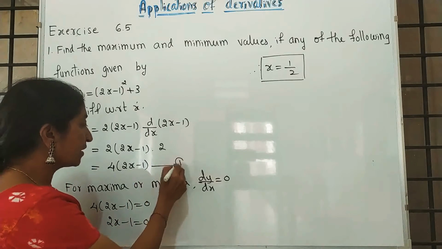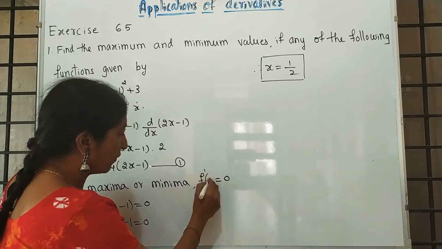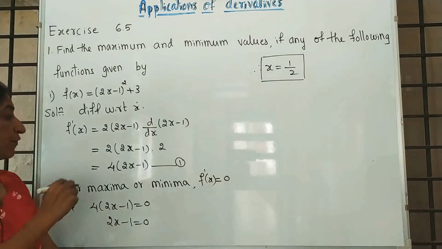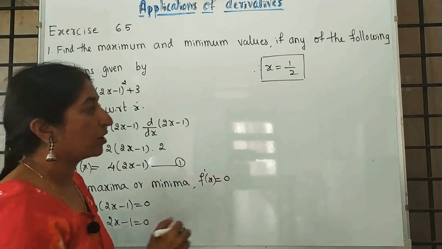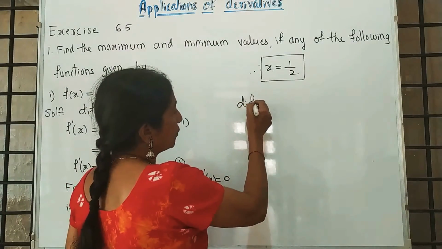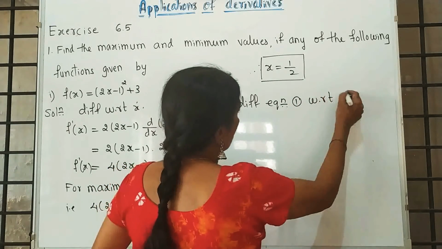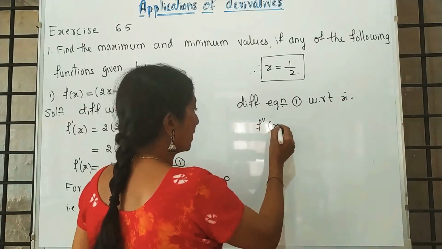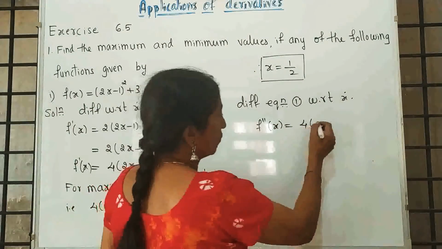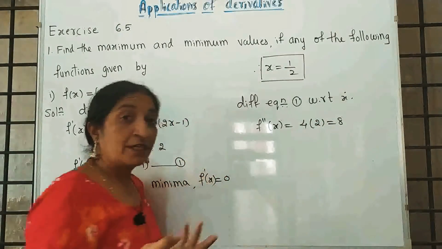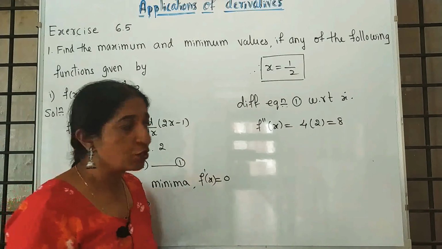Now we have to find the second derivative. Here, if you want, you can write dy upon dx or f dash of x. Both are correct. Now differentiate equation 1 again with respect to x, because we have to find the second order derivative. Differentiating equation 1 with respect to x, that is the double derivative f double dash of x, 4 constant. Differentiation of 2x minus 1 is what? 2. Here see the interesting thing, we have not substituted the value. Without substituting the value also we got a positive answer.